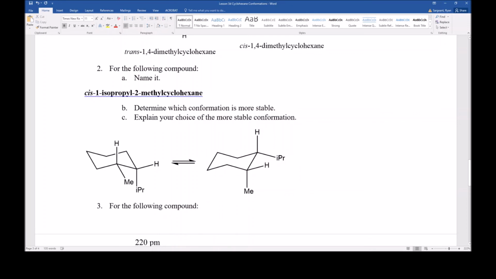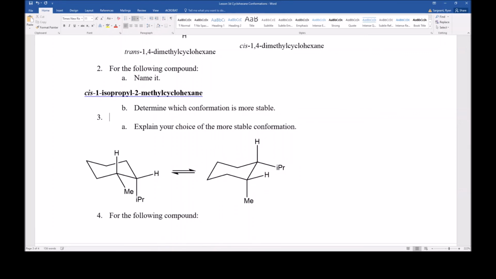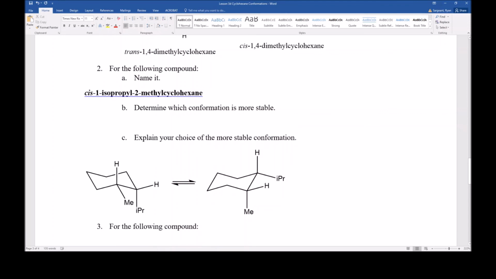And this compound over here should also be the same. The isopropyl group is down and the methyl group is down. This is still the same. And just ring flipping it shouldn't change from cis to trans. So I'm just double checking that I didn't mess up my structure or my name right here. So that's the correct name for this compound. We're going to determine which conformation is more stable. Well, both of these conformations have one substituent in the axial position and one substituent in the equatorial position.